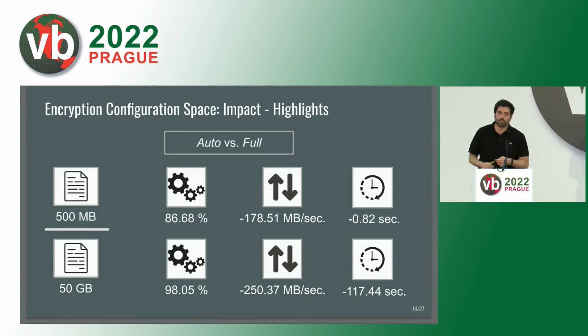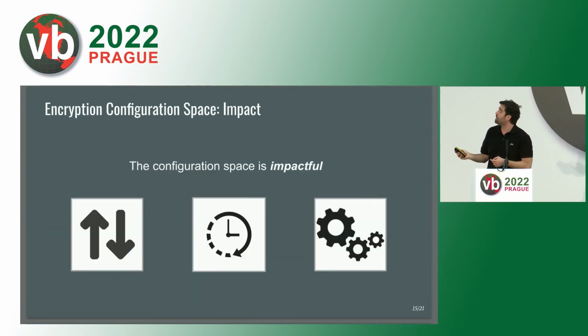So when talking about large files, if you look at the results for a 50 gigabyte file, we have a very significant reduction there in the data throughput of the ransomware, around 250 megabytes per second, and almost 2 minutes reduction in the time spent on encryption. So again, I will remind, this is for a single file, right? However, the ransomware left around 98% of the file unencrypted there.